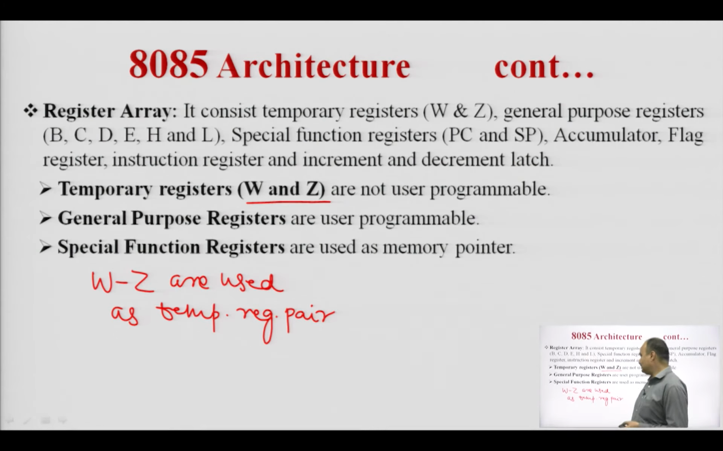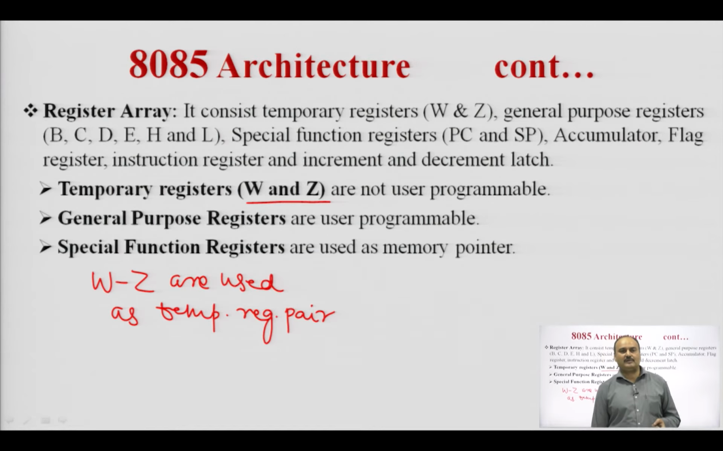With the help of this temporary register pair, 16-bit data can be transferred between the HL register pair and the DE register pair. First the content of the HL register pair is temporarily stored into the W and Z register pair, then the microprocessor transfers the content of the DE register pair into the HL register pair, and the content of the W and Z register pair is transferred to the DE register pair. This way the exchange of 16-bit data takes place with the help of the W and Z temporary register pair. General purpose registers are user programmable.